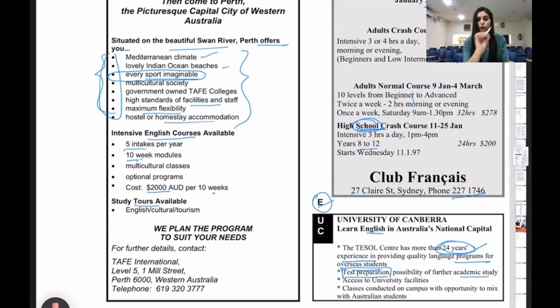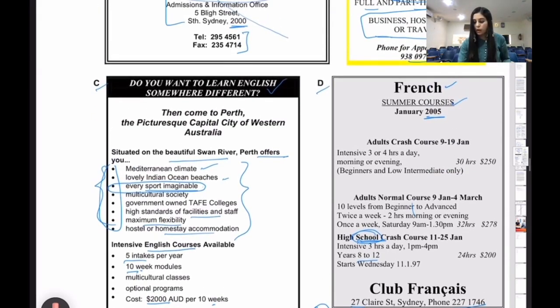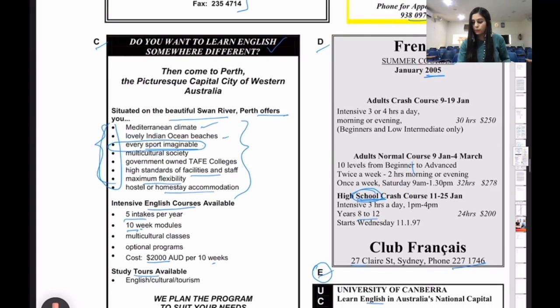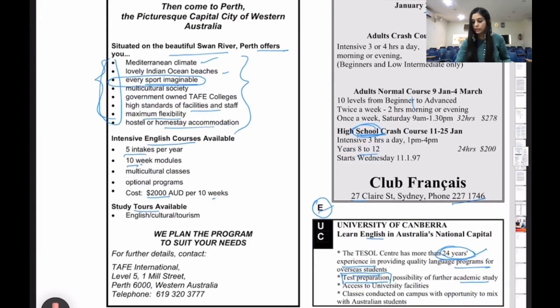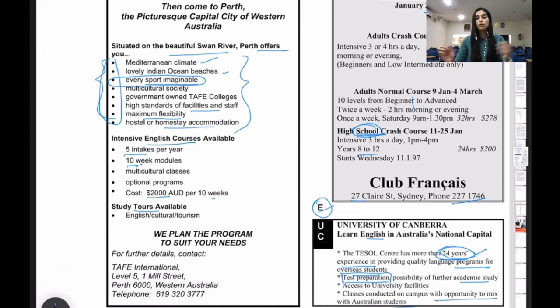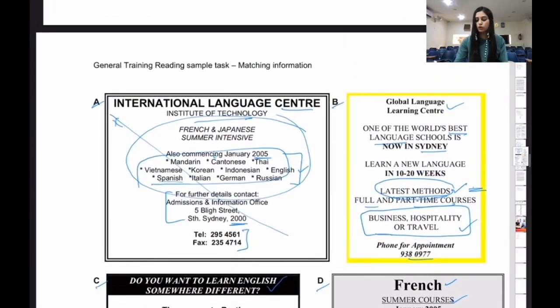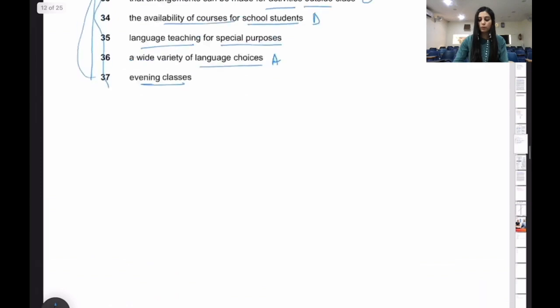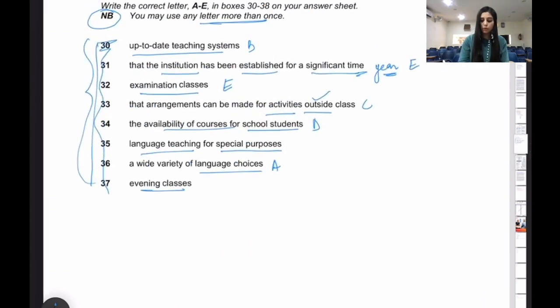We have read it once. Then you just have to take your pencil or your cursor and move it throughout. Okay. Then we have this D part. Again, no mention of anything. No purpose has been mentioned. Here again, classes conducted on campus with opportunity to mix with Australian students. Again, no mention of the purpose. So my best guess here is, okay, this is the only one which we are not very sure about, B, because here they're talking about the purpose. So we would mark it as B for now, and then we can check again later on as well.